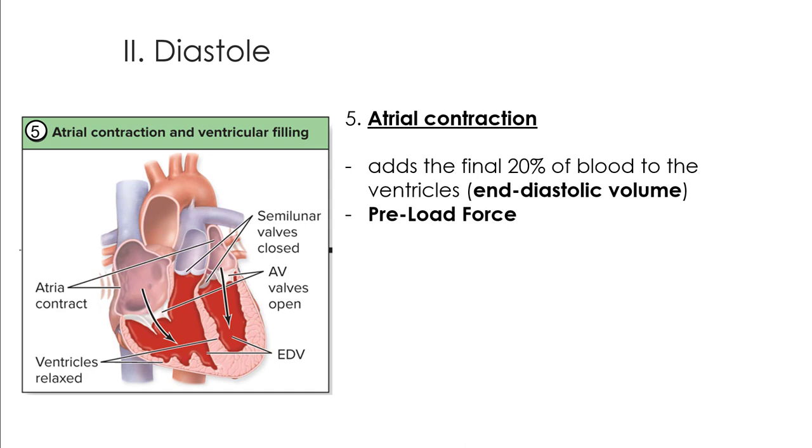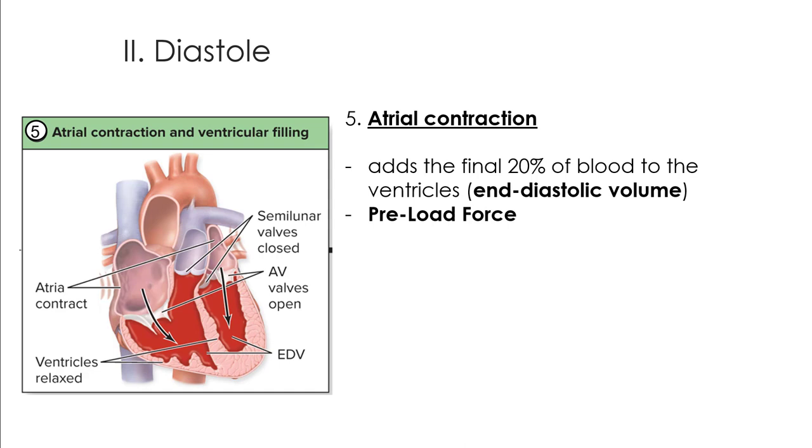Now, the amount of blood that we have in the ventricles, this end diastolic volume, is considered the preload force. This is how much force has to be exerted by the heart to move that volume of blood out and into the great vessels. So you can think of this volume of blood sitting in the ventricles as the weights you put on your barbell that you now have to lift. This is the preload force. We're going to see a factor that affects how much blood is moved throughout the body. It's called afterload. We're going to see that in a bit. But for now, this is our preload, and this is the end diastolic volume.